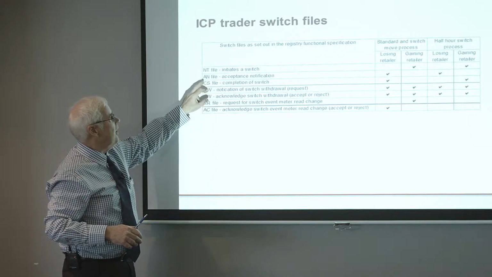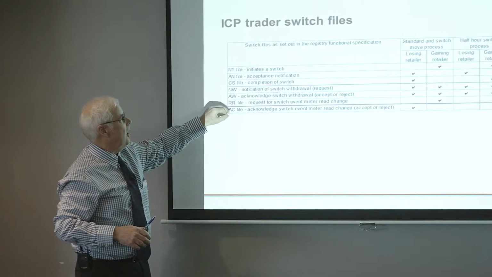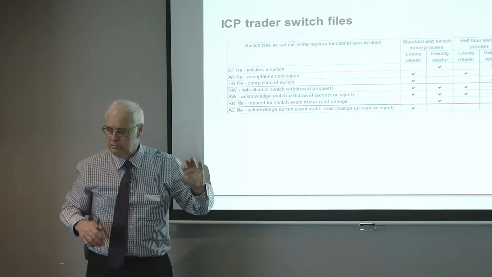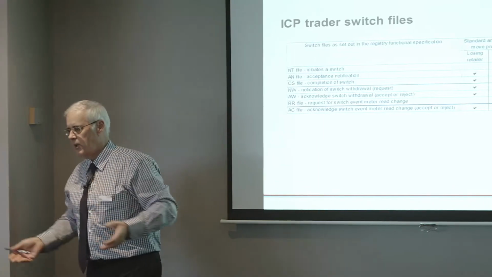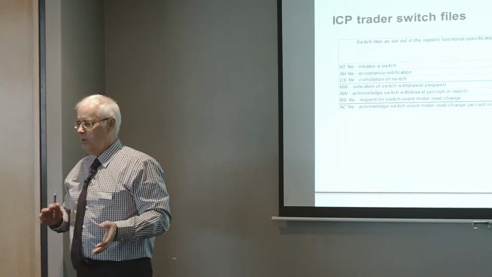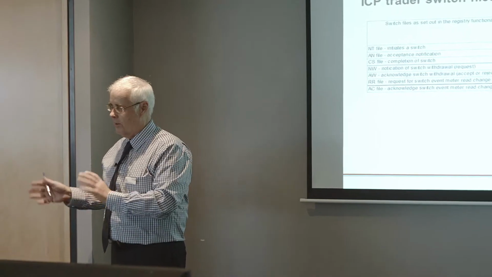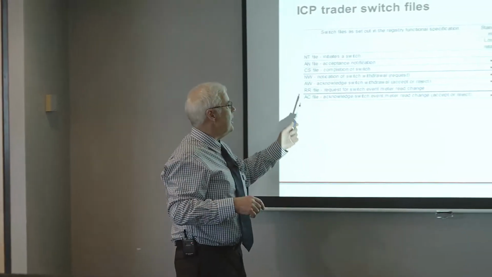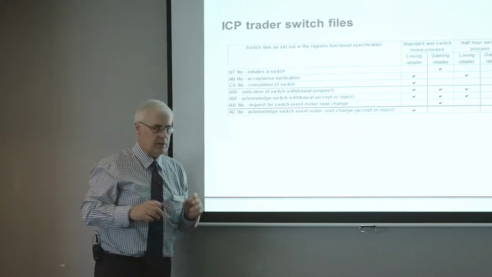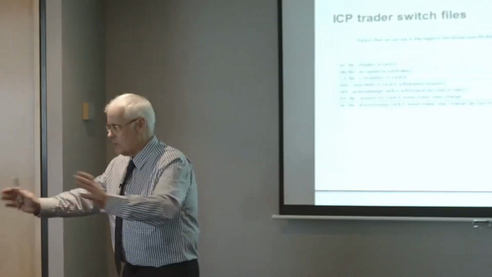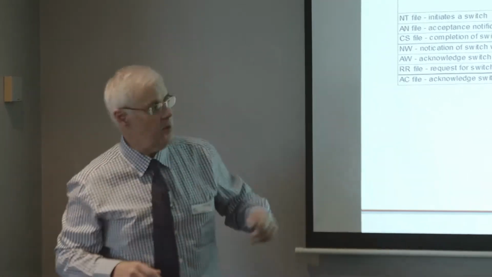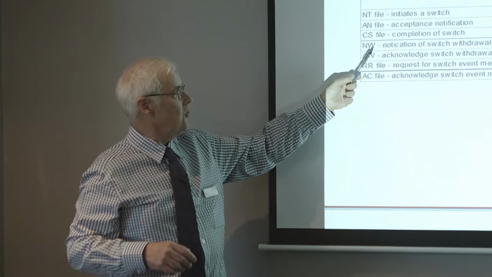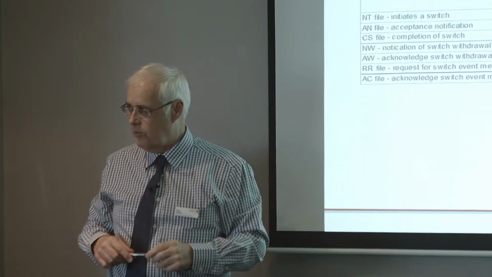The losing retailer is then required to respond, and they could respond one of 3 ways. They could issue an acceptance notice, and they could say, okay, well, we've got the NT, yeah, we're going to progress it in the next few days, which lets the gaining trader know that the switch is proceeding. They may decide to issue a CS file, which means completion of switch, which means the switch completes immediately. Or they may decide to offer to withdraw the switch, and they put in what we call notification of switch withdrawal, which is an NW file.